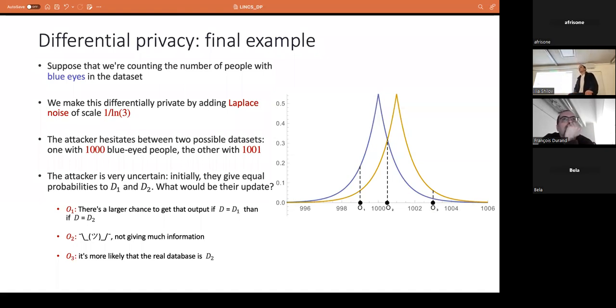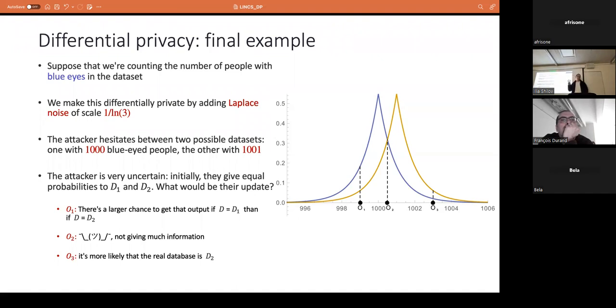Yes? You add this noise to what? To the number, the total number. And you might ask how the number can be continuous and real, but you can always just take the closest. And assume that there are three outputs that an attacker receives.